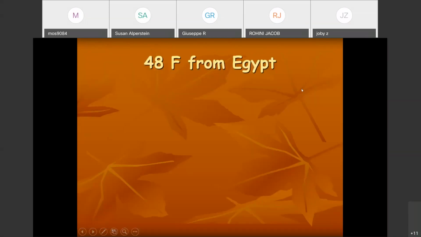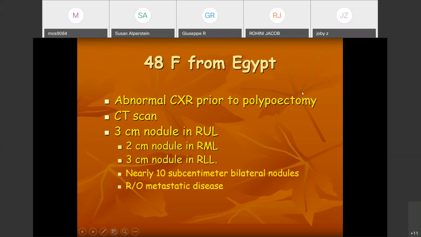And then this is a very interesting case, an Egyptian lady, abnormal chest X-ray before polypectomy. CT scan shows 3 nodules, right upper and middle lung, and then nearly 10 sub-centimeter nodules, while metastatic disease.